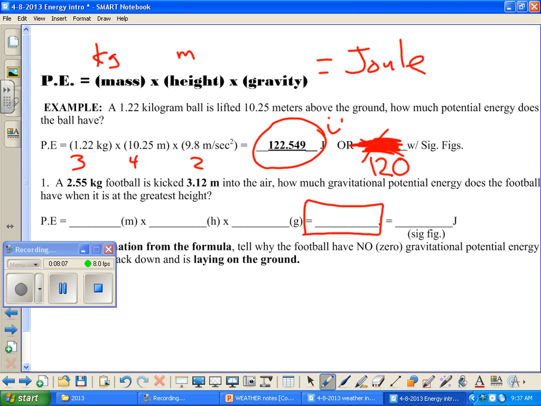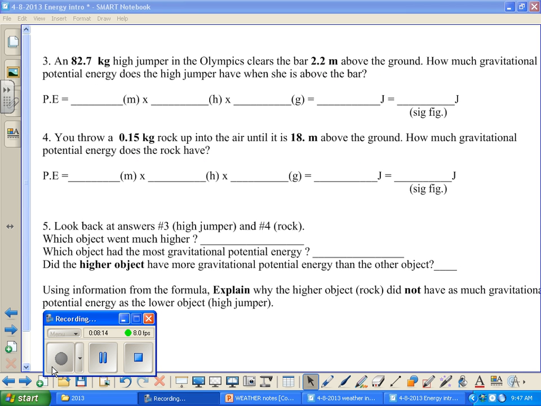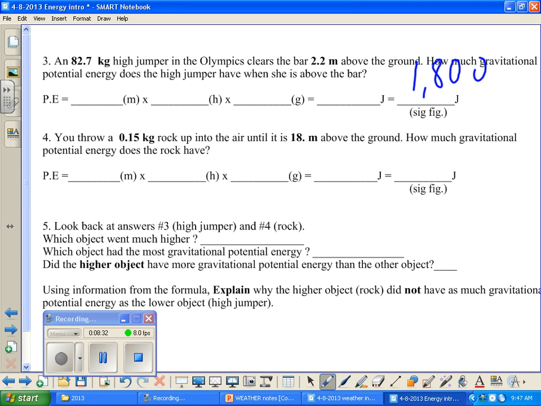Okay, ladies, if you would go ahead, do 1, 2, 3. I'll be around. The very bottom one. Okay, we've all got wonderful numbers. I bet we have things like 18,800. Wow! When she's atop the bar, frozen there in space for a moment, she has over 1,000 joules of potential energy.